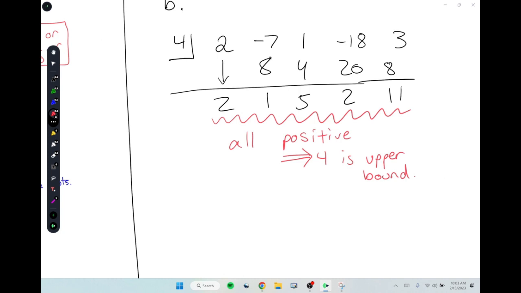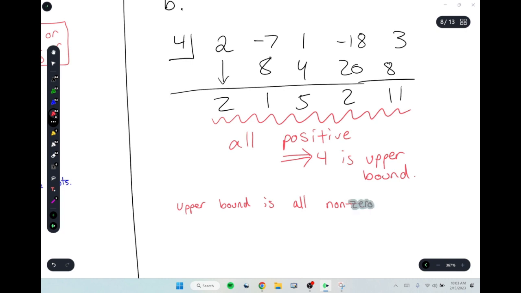No, I'm just saying, look at the problem we just did. It's an upper bound because they're all positive. There you go. Upper bound is all... it's actually the word non-zero, even though it sucks. All non-zero. Wait, free. Non-negative. Sorry. All non-negative synthetic division answer.